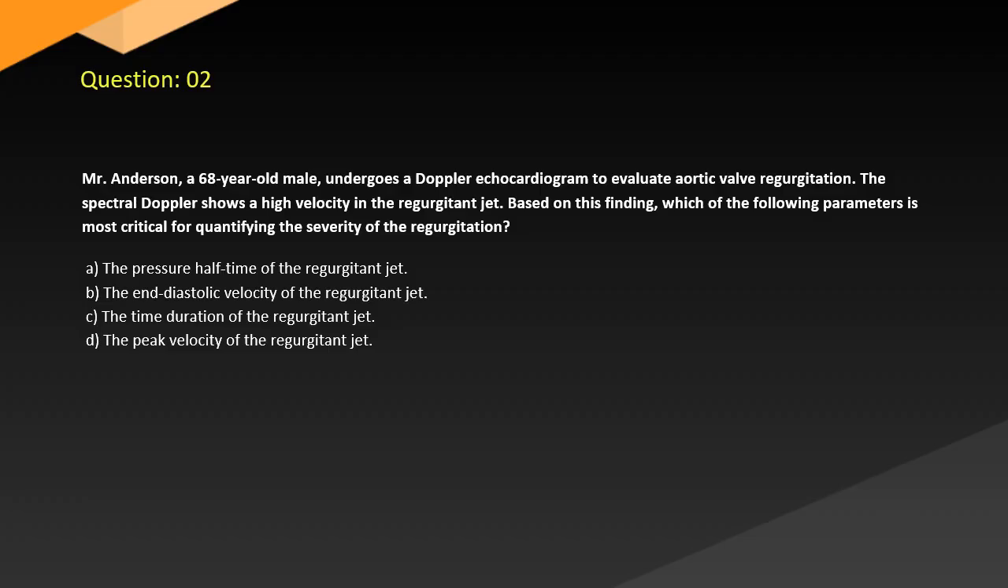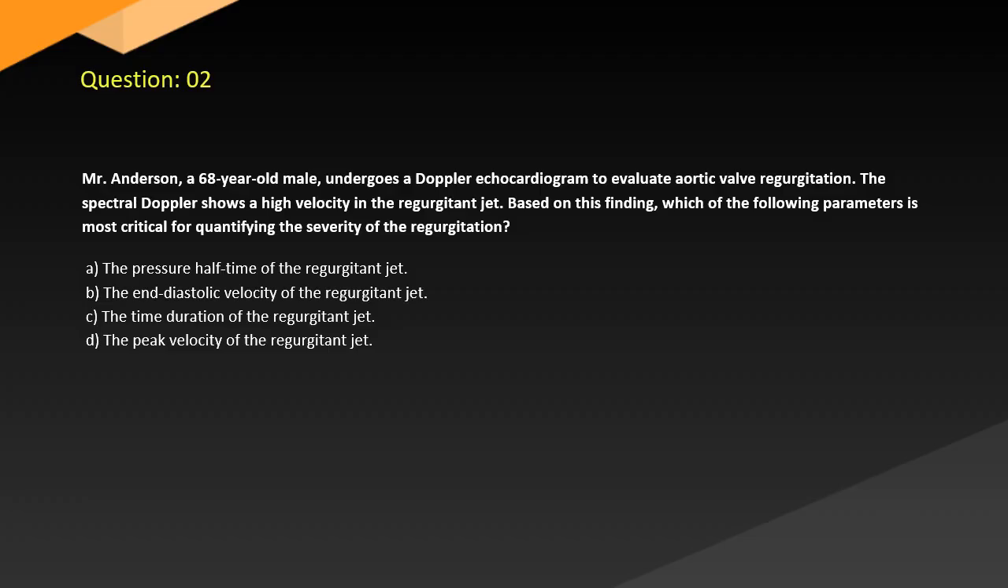Question 2. Mr. Anderson, a 68-year-old male, undergoes a Doppler echocardiogram to evaluate aortic valve regurgitation. The spectral Doppler shows a high velocity in the regurgitant jet. Based on this finding, which of the following parameters is most critical for quantifying the severity of the regurgitation?